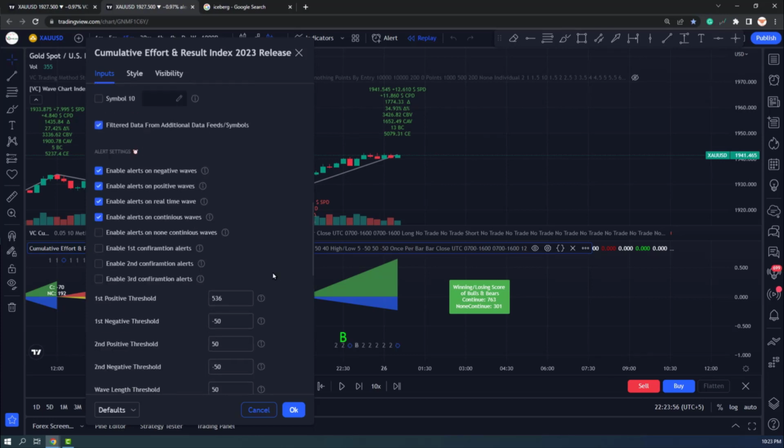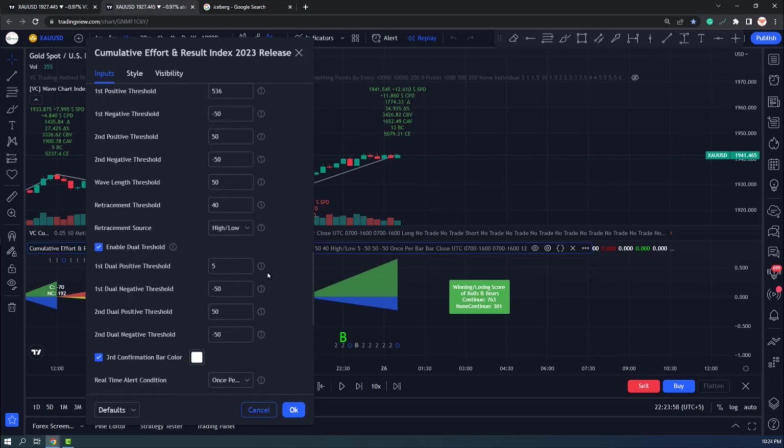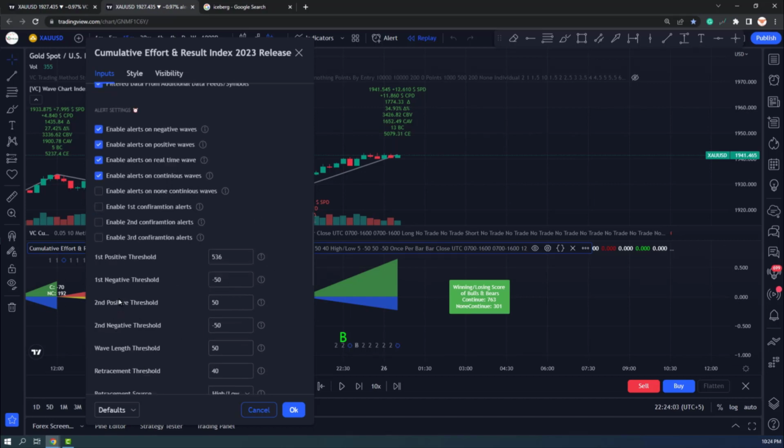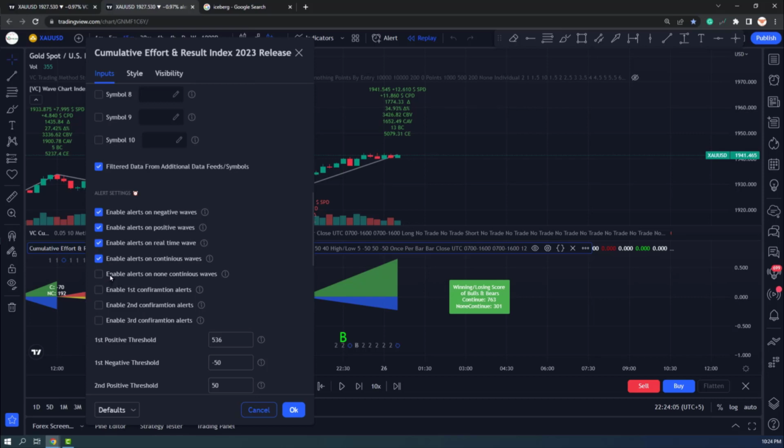Okay, let's move toward the first confirmation. What is the meaning of the first confirmation? The first confirmation is the same as the real-time wave, but it will alert us only when the wave is completed, when our threshold is met and the wave is completed.